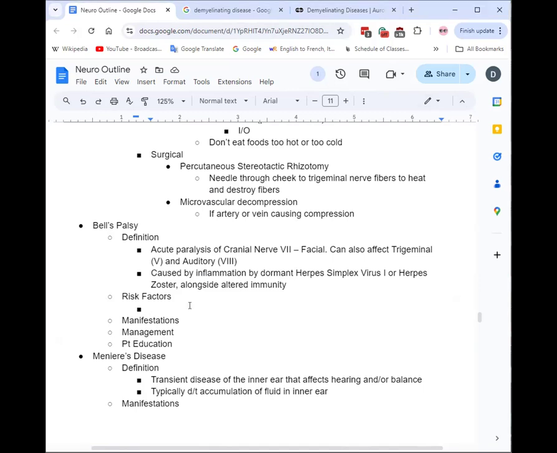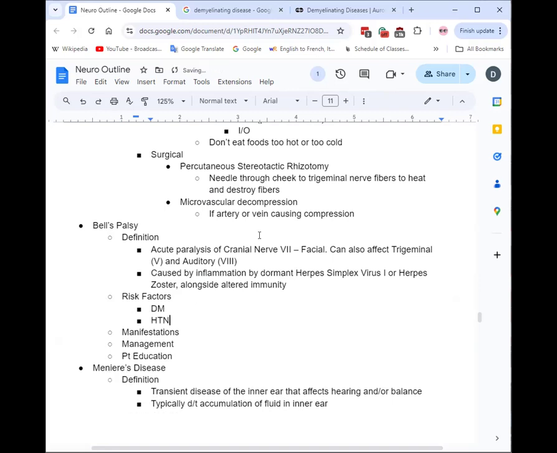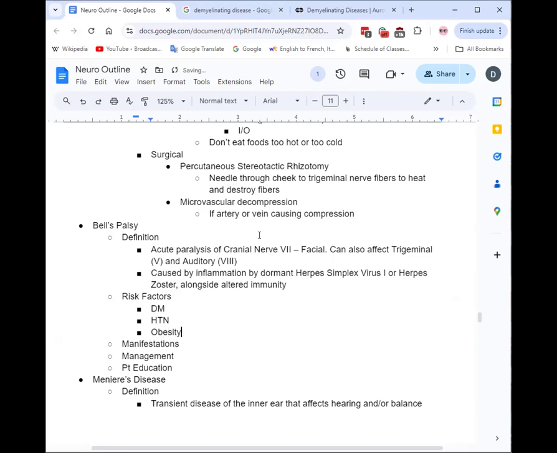All right, it looks like maybe this wasn't emphasized as much, so I'll just go over it. Some risk factors for Bell's palsy: diabetes, hypertension, obesity, the usual suspects. I have a little picture. I like the picture, it helps me remember it.